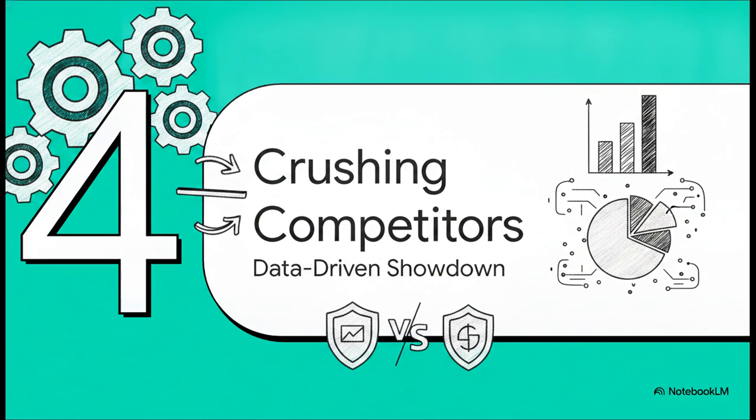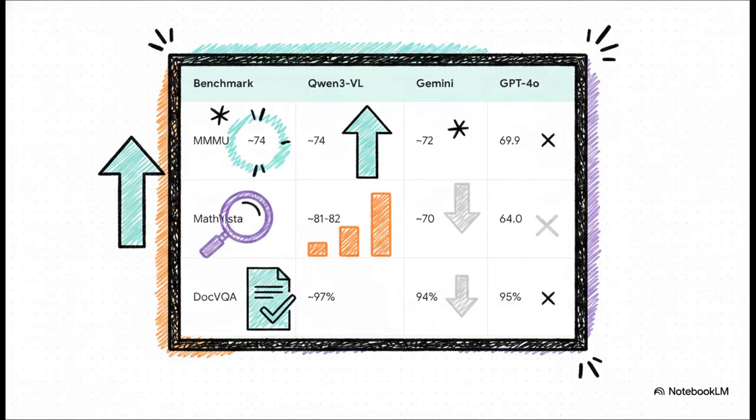All right, let's get into the really fun stuff. Section 4, Crushing Competitors. Okay, time for the data-driven showdown. We know the specs, but how does this open-source titan actually stack up against the proprietary heavyweights like OpenAI's GPT-4o and Google's Gemini 2.5 Pro? Well, the benchmark numbers here are just wild. We are looking at top-tier evaluations.